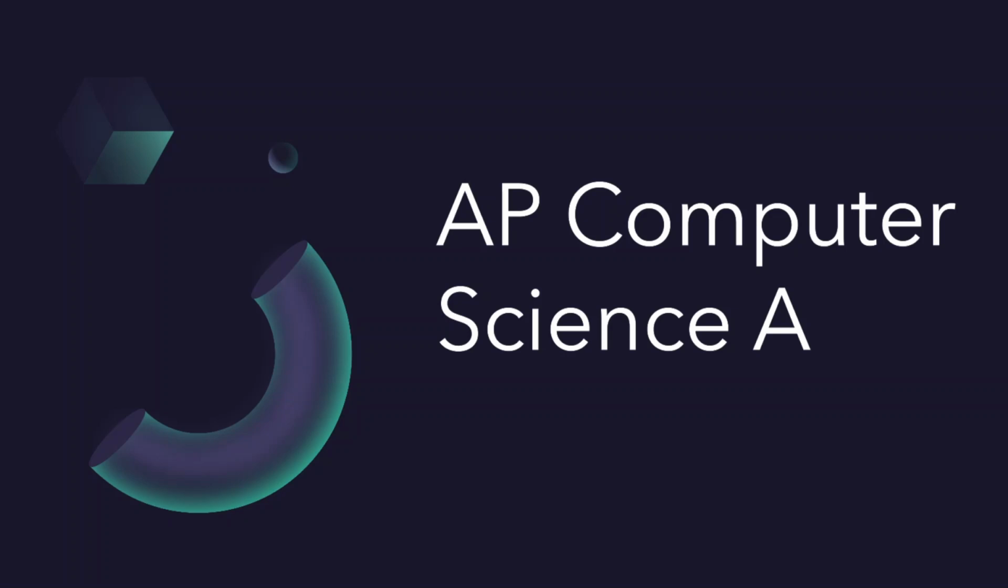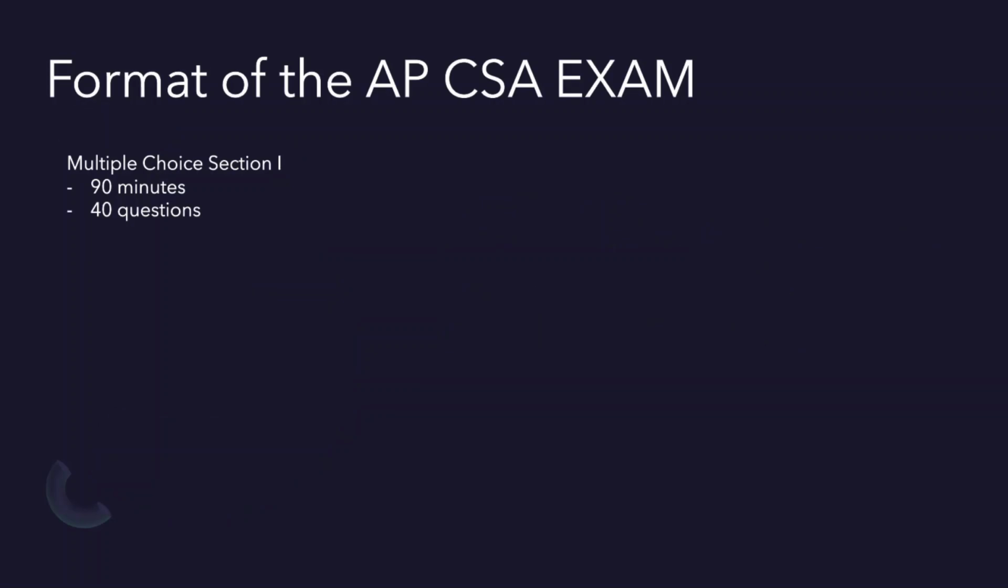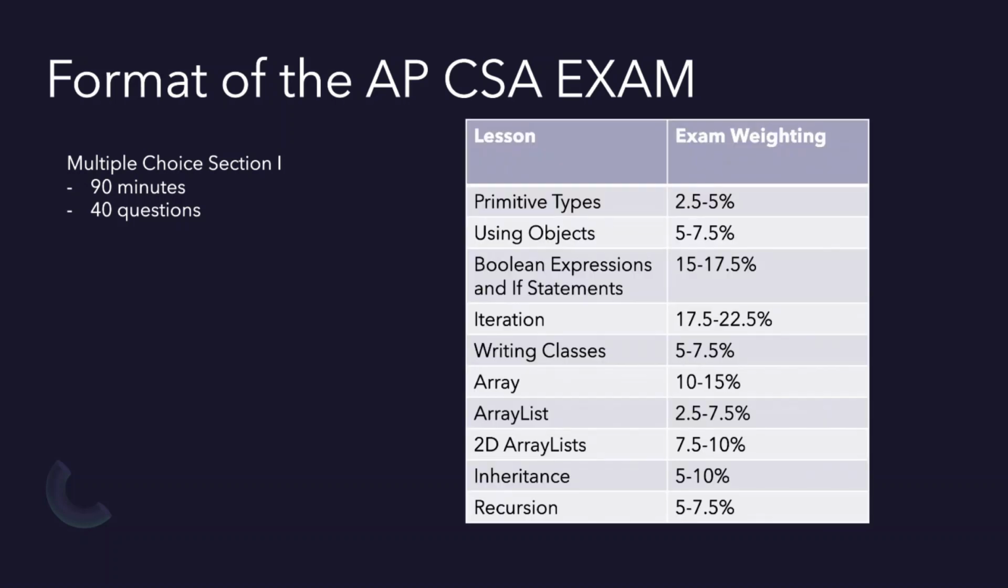So the AP CSA exam is a 3-hour long exam and there are no calculators allowed. There are 2 sections. The first section is the multiple choice exam and you have 90 minutes to work on this section. There are 40 questions, so approximately you have 2 minutes on each question. The questions vary, but College Board has provided the percentage of each chapter in the curriculum that might be on the multiple choice part of the exam.